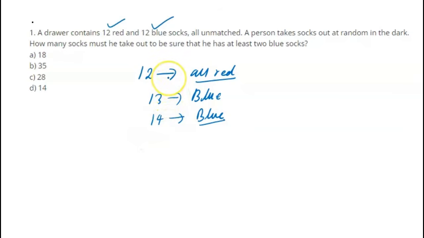Are you getting my point or not? See, the important thing that you need to understand here is that you want to be sure, and sometimes you become very unlucky, where every time you draw a sock it comes out red, right? So if you have drawn the first 12 socks and all of them are red, the moment you draw the 13th sock, it must be a blue sock. So to ensure that at least 2 of the socks are blue, you must draw at least 14 socks. So the correct answer will be 14. Okay.